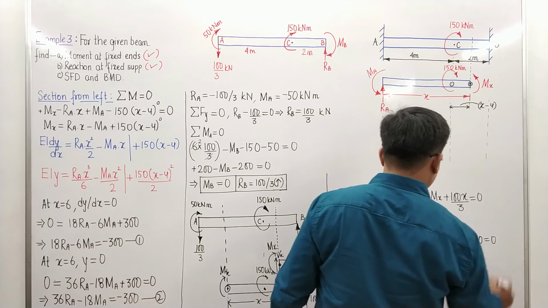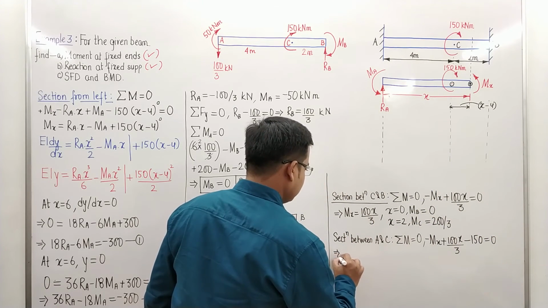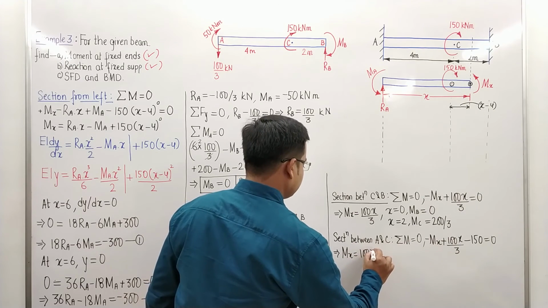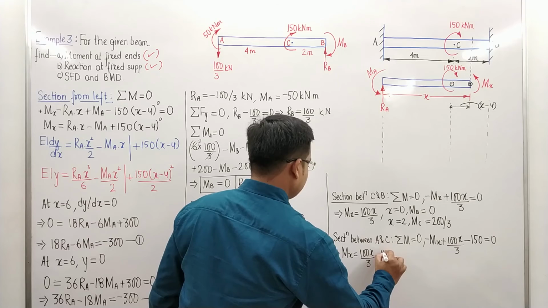All of this is going to be equal to 0. You just need to frame this in a better fashion. We can rewrite this as M(x) is equal to 100x over 3 minus 150.